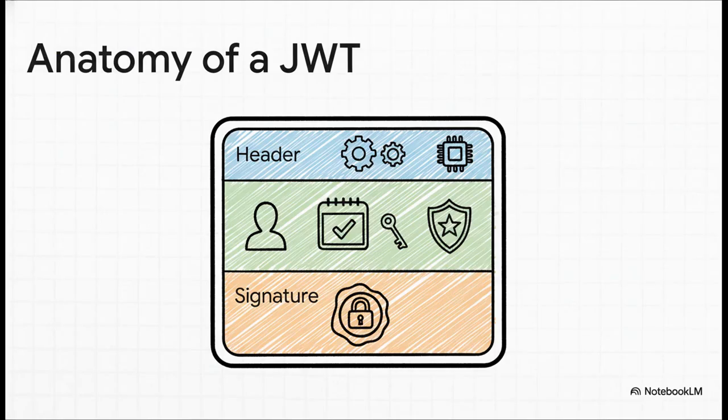And this digital ID card? It's actually pretty simple. It's made of 3 parts separated by dots. First, you have the header, which is just some metadata, like how the token was signed. Second is the payload, and this is where the good stuff is, the claims, like your user ID, your roles, and when your access expires. And finally, and most importantly, you have the signature. This is the cryptographic proof that nobody has messed with the other two parts.